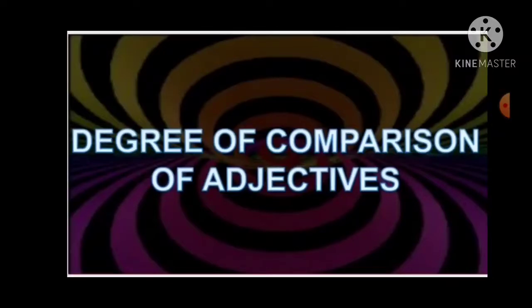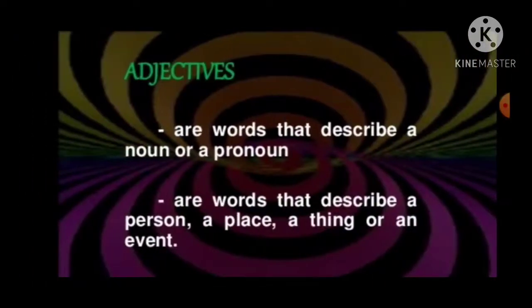So adjectives can be compared in three ways. Let us see what is degree of comparison and what are the three ways of comparison of adjectives through this video. Let us proceed. Adjectives are words that describe a noun or a pronoun, and adjectives are words that describe a person, a place, a thing or an event.